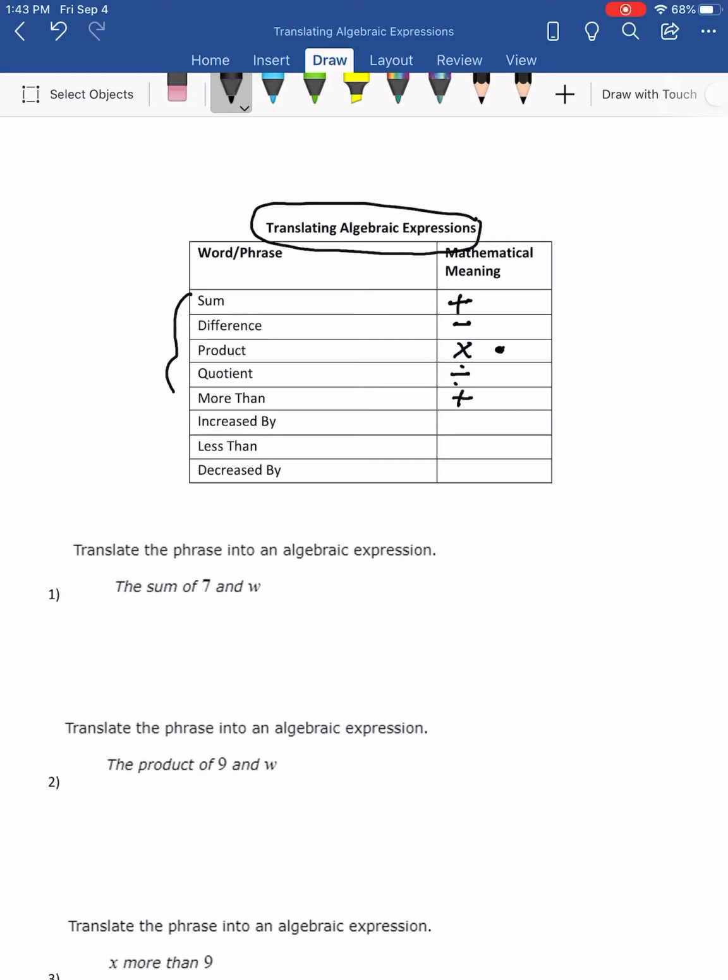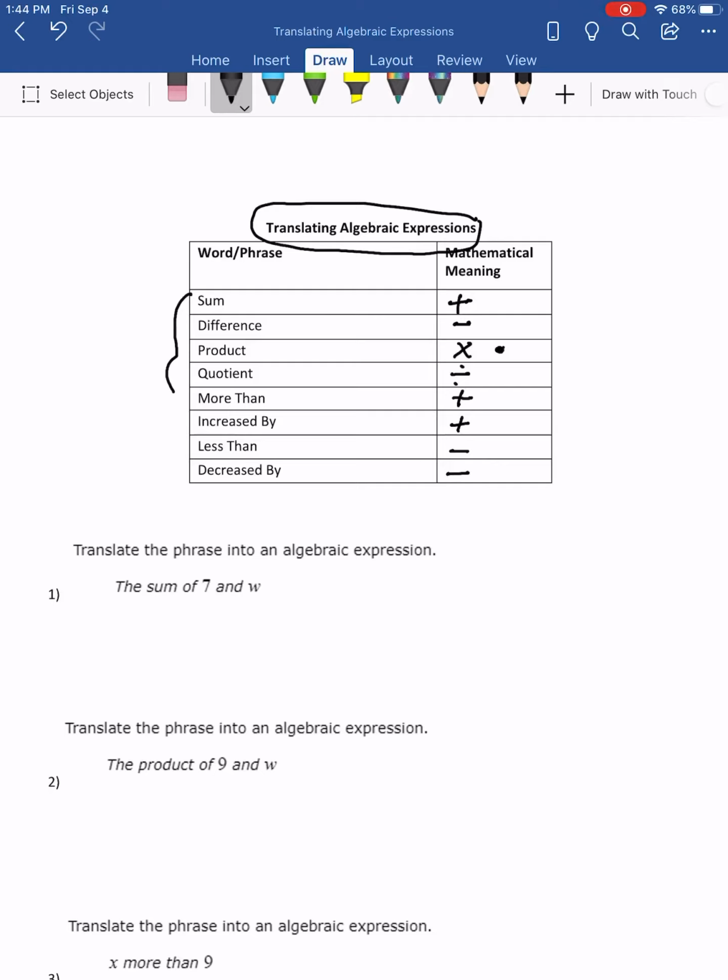Increase by also means addition. So if you start off with, I don't know, 3 paper clips and that is increased by 5, then you have 8 paper clips, right? Less than means subtraction, and decrease by also means subtraction. So just keep these in mind, and we're going to refer to them as we're doing the problems.